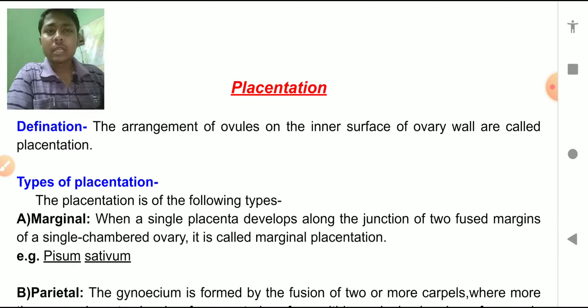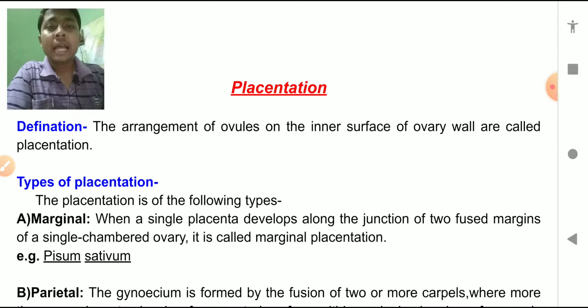What is the placenta? Basically, the placenta is the attachment of an ovule with the ovary. This whole structure is called the placenta. Placentation is the arrangement of the placenta into different chambers or within one chamber. This arrangement is called placentation.